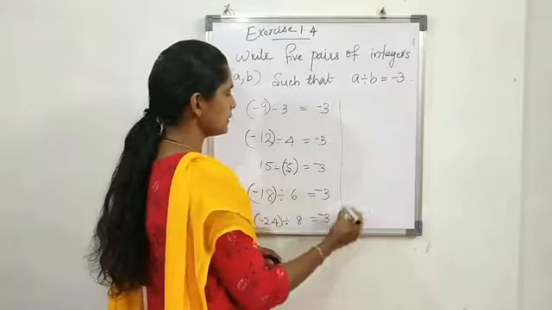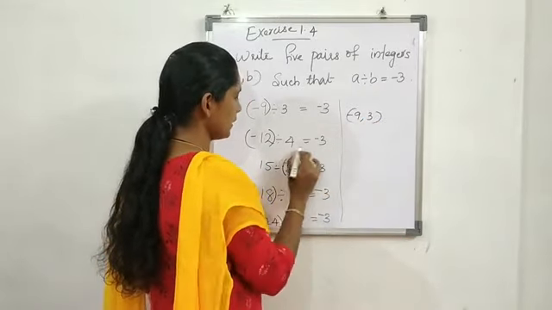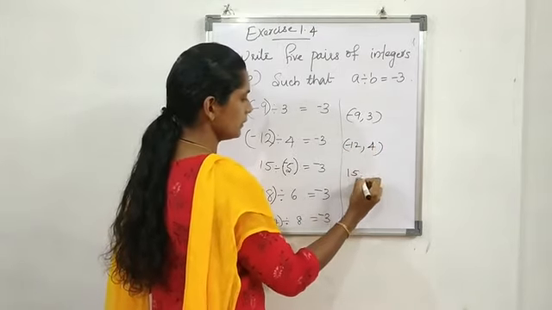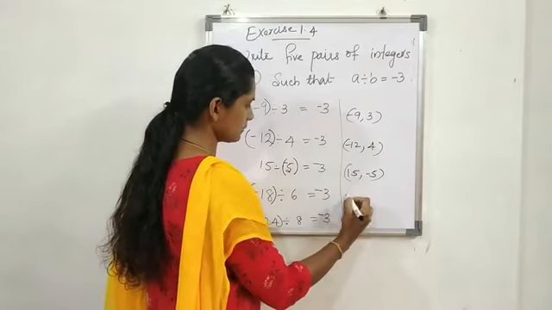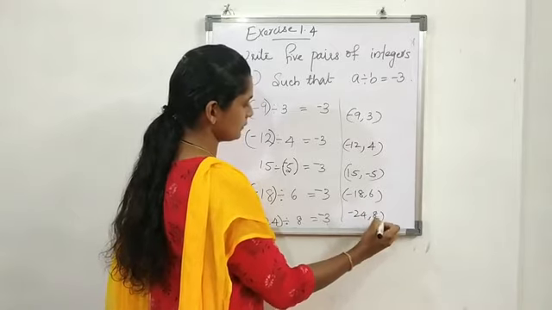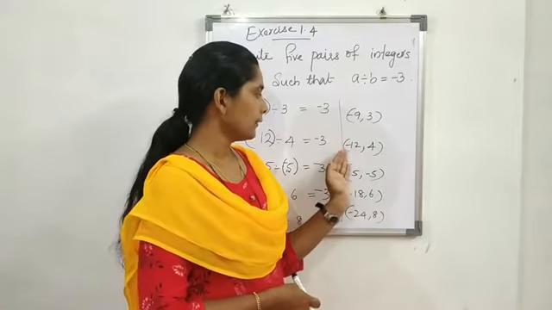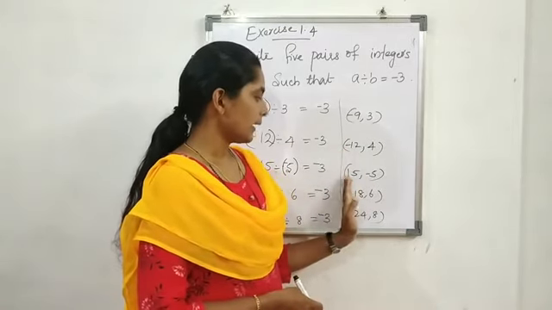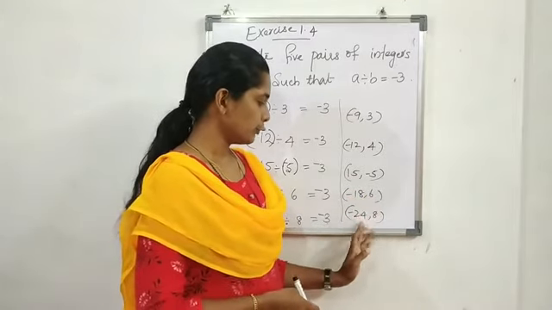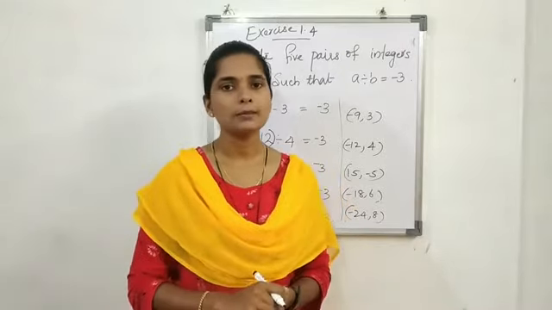For the pairs of these integers, we can write them in this a, b form. That is -9, 3. Here it is -12, 4. Then 15, -5. This is -18, 6. -24, 8. Okay. This one you can write as 9 and -3, that is also a pair, 9, -3. Then this is 12, -4. Then 15, -5. You can change the sign also. 18, -6. Then 24, -8. That is also a pair of integers. When we divide, we will get the answer -3.